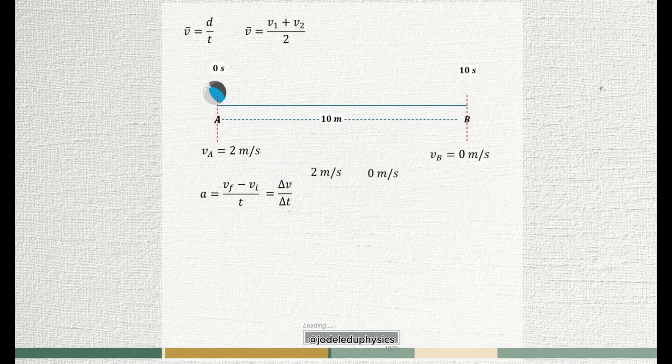To calculate acceleration, we divide the change in speed by the change in time. The change in speed is 0 minus 2 meters per second, which equals minus 2 meters per second. Dividing this by 10 seconds gives us minus 0.2 meters per second squared. This means the ball's speed decreases by 0.2 meters per second every second, taking 10 seconds to reduce from 2 meters per second to 0.